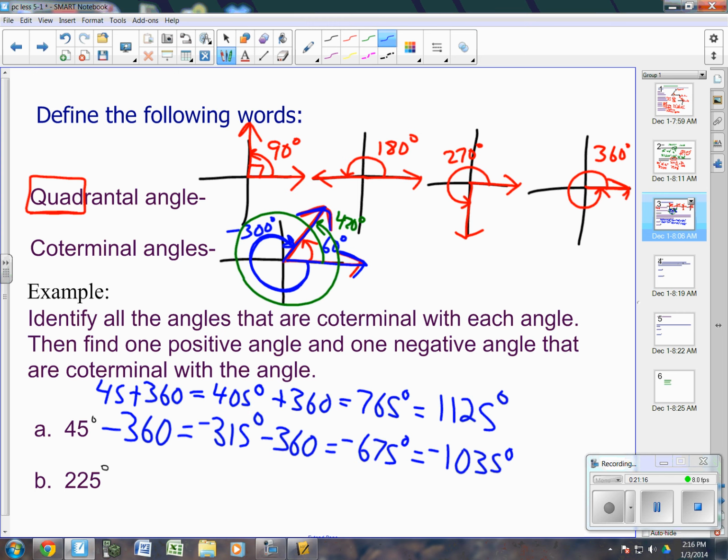Okay, everybody, I'm going to give you a minute. I want you to come up with several angles that are coterminal to 225, positive and negative. I'm going to ask some of you guys in just a second. You already got some?